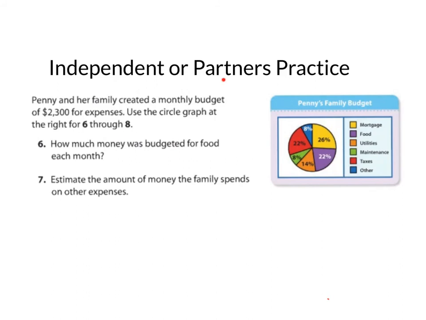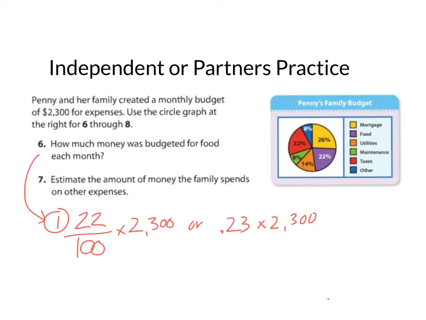For independent or partners practice, please use this circle graph right here to answer only 2 problems. Showing you the answer in 5, 4, 3, 2, 1. There are 2 ways I could have set up the first question. I looked at how much was budgeted for food. I saw it was 22%. I can write that 22% of 2,300, which I got up here, that this total is 2,300. Or you could type it this way in your calculator. Simplifying, 23 times 22 is $506.